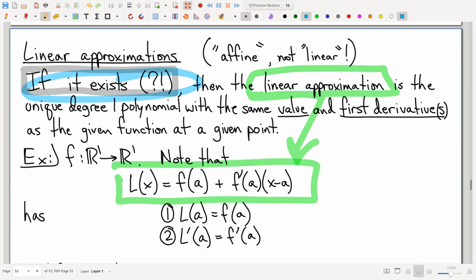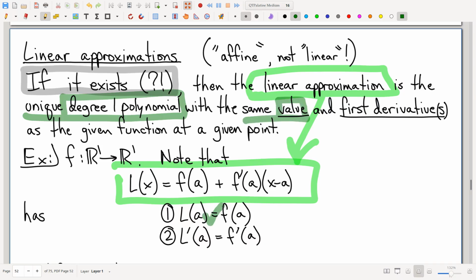Well, tomorrow. But we'll come back and talk about that. But assuming it exists, the linear approximation is the unique degree 1 polynomial that has the same value as f at the point A and that has the same first derivative as f at the point A.